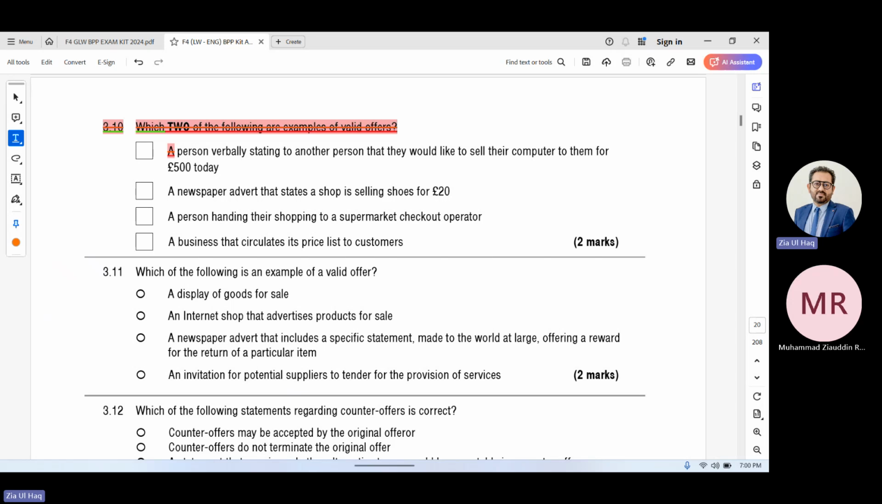A person handing their shopping to a supermarket checkout operator. Goods on the shop display are an invitation to treat. If a person has taken those goods and is moving towards the paying counter, he is making an offer and the person at the cash counter will be accepting the offer. What he is doing, he has pulled the products from the display and now he is moving towards the cash counter. So this is an offer.